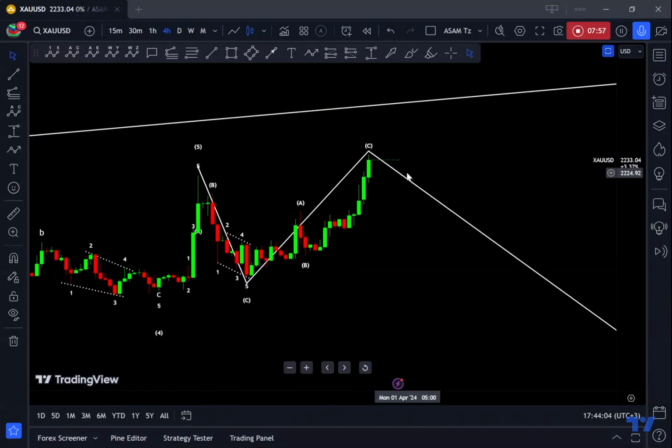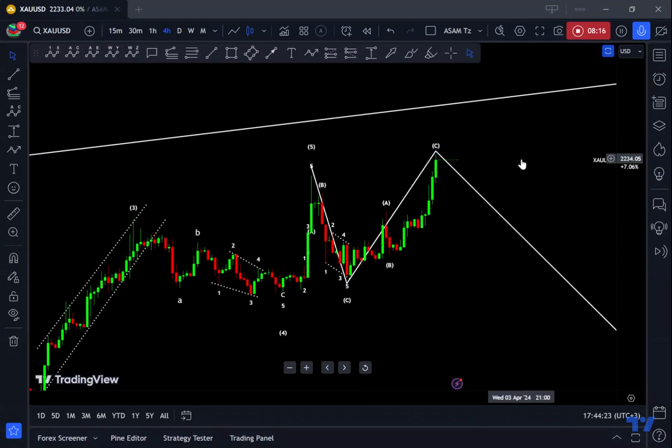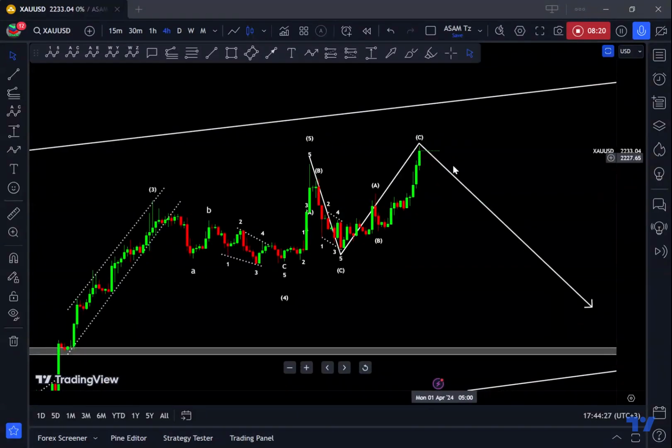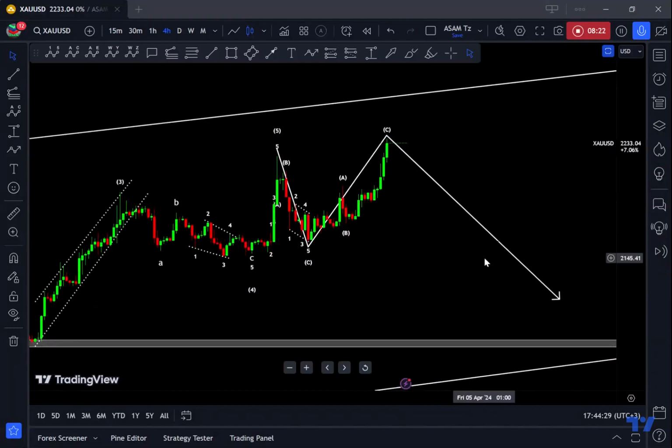But if price will continue with some movement to the upside, it will be a very slight move. I don't expect price to move further from the current price here. I don't expect to see it moving further to the upside. So there will be very slight movements to the upside, but in most cases, I expect the price to continue with the correction to the downside.